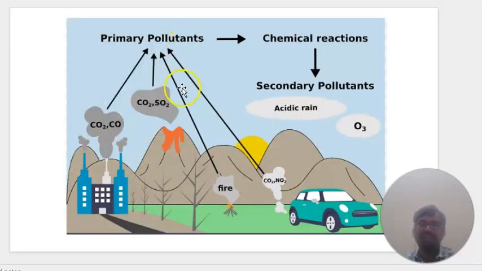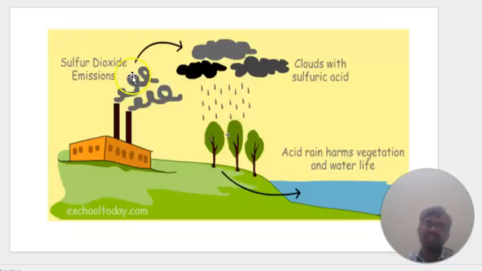This is one of the primary pollutants, like carbon dioxide, carbon monoxide, and sulfur dioxide from fires and vehicles. These reactions happen chemically, and then secondary pollutants like acid rain and ozone depletion form. These cycles keep happening, and again our atmosphere and surrounding area will be changing and will face a lot of problems. Next you can see how acid rain especially harms vegetation and water life.